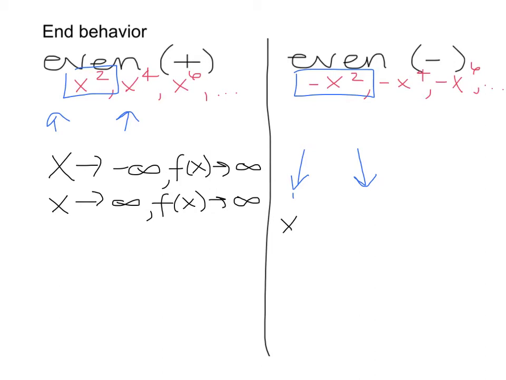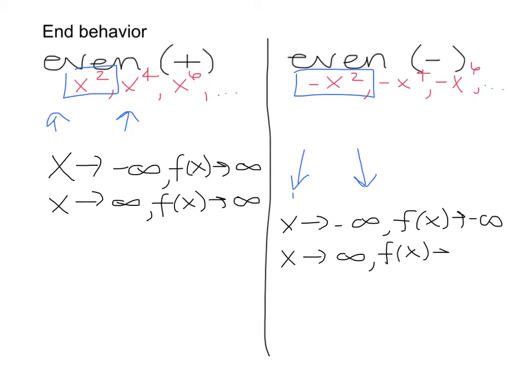So as x goes to negative infinity, so that's the arrow on the left, f of x is going, since my arrow is pointing down, it's going towards negative infinity. And then as x goes to positive infinity, f of x is going to, so now I'm talking about the arrow on the right, since we're talking about towards positive infinity. And since that one is also pointing down, it's going towards negative infinity.